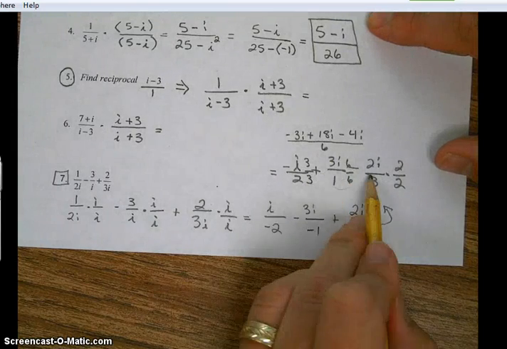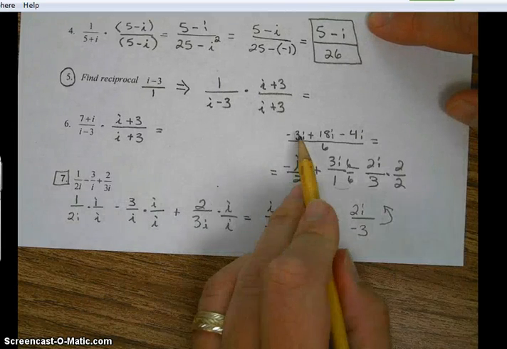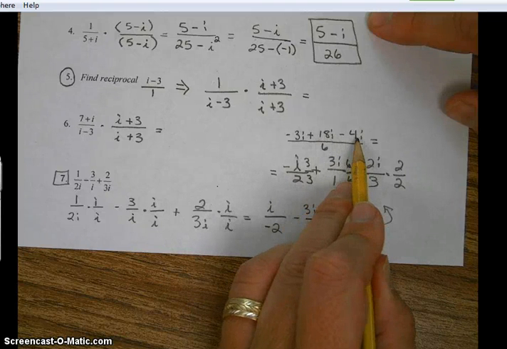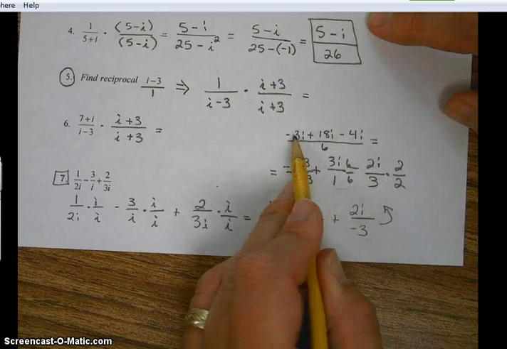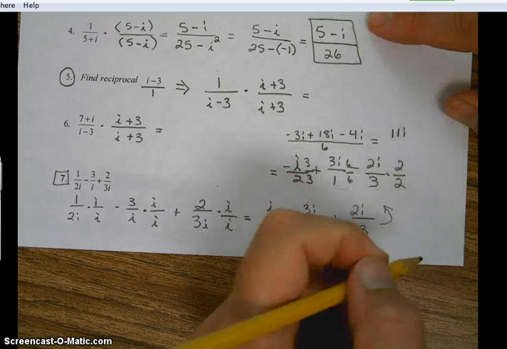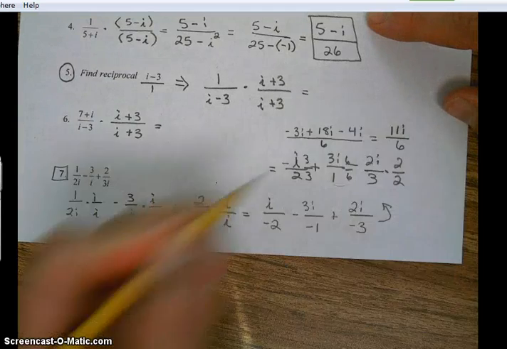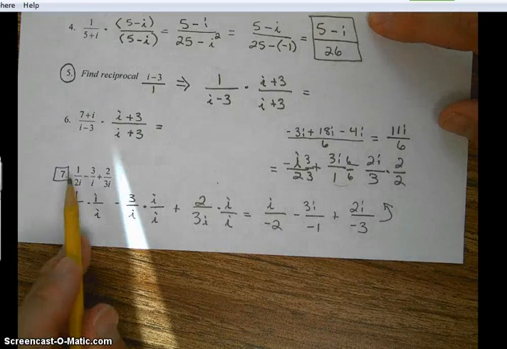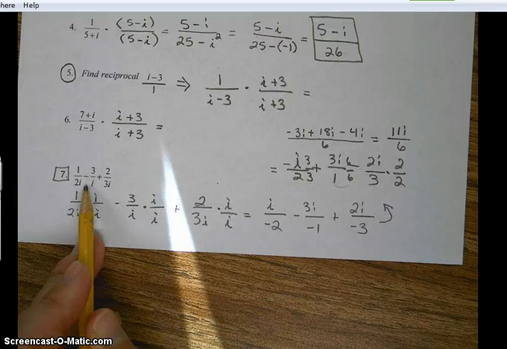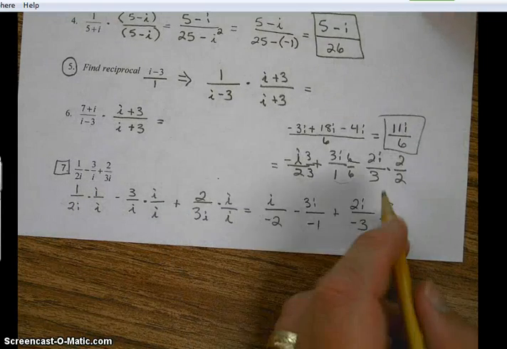Remember, when adding and subtracting, the denominator stays the same. Okay, combining like terms, we get 15i minus 4i, 11i. Let's just double check my work here. 1 over 2i, 3 over i. I'm going to pause it while I check my work just to make sure I have the right answer. Okay, I went over it. Seems like it's accurate.